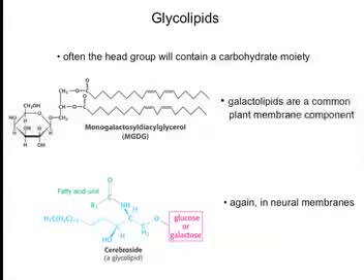Here again, this is a cerebroside. This is a sphingolipid again, and we see our amide linkage at the C2 position to another fatty acid chain. There's our standard sphingolipid tail, and then we've attached it to a carbohydrate that can be simple or complicated.